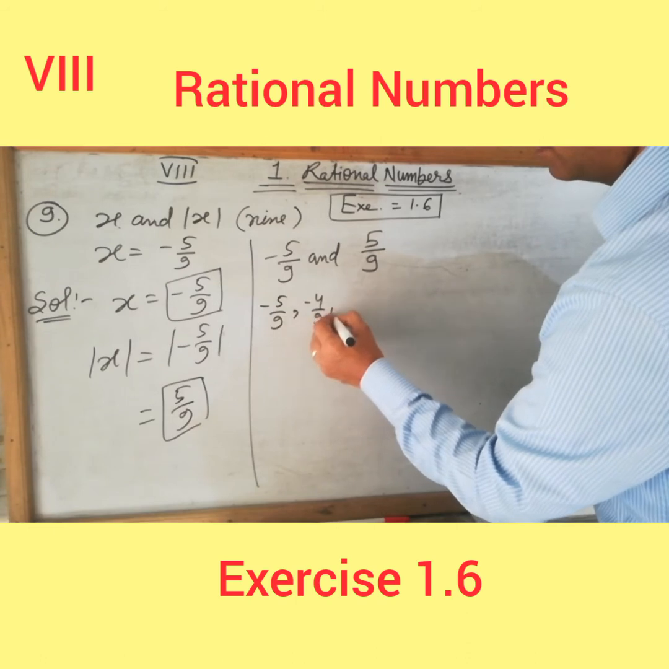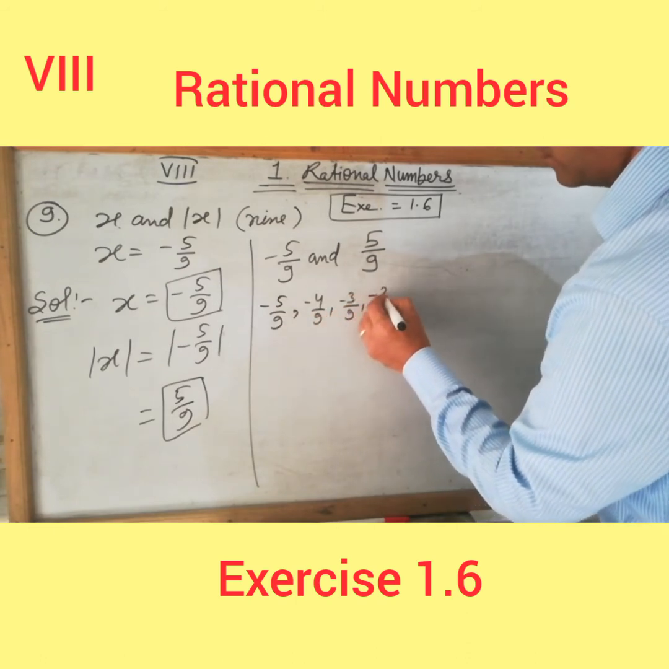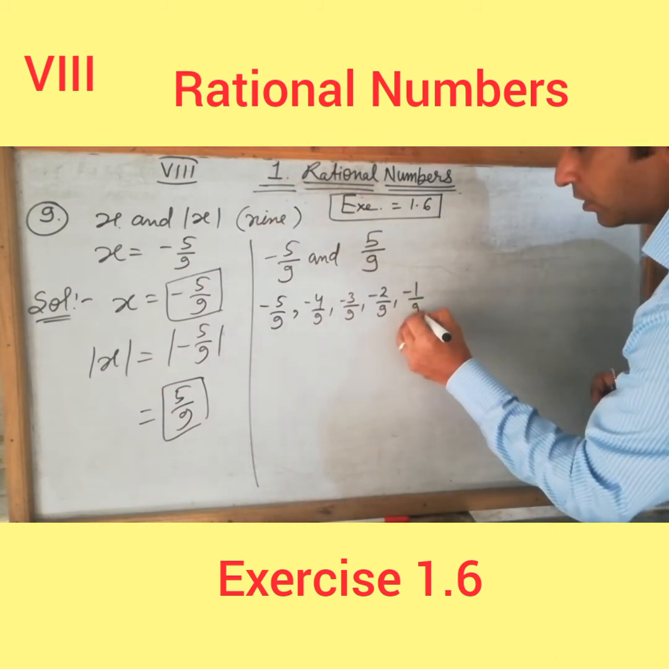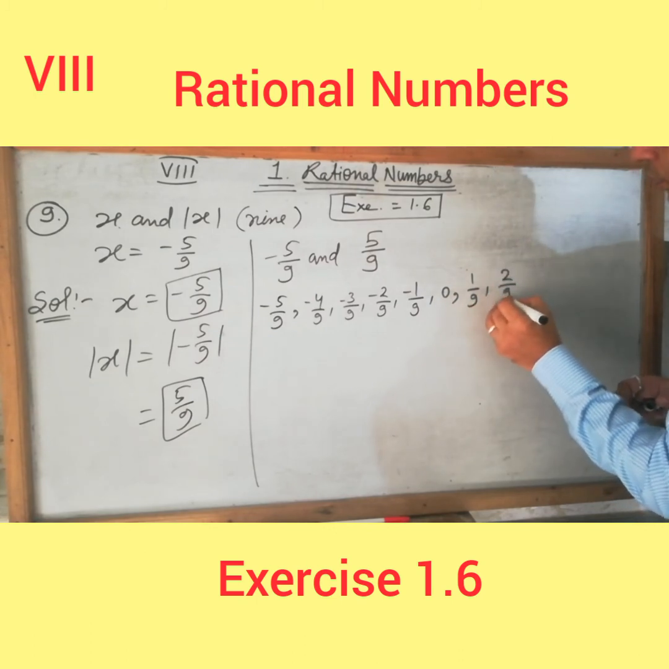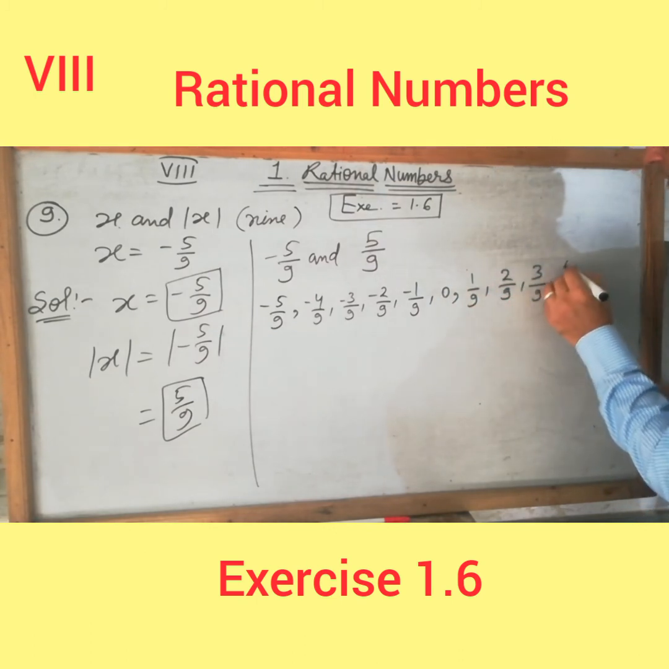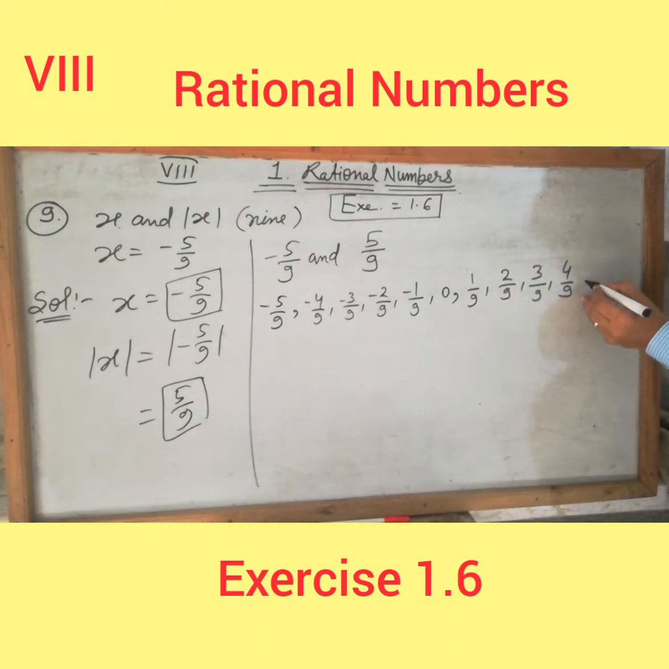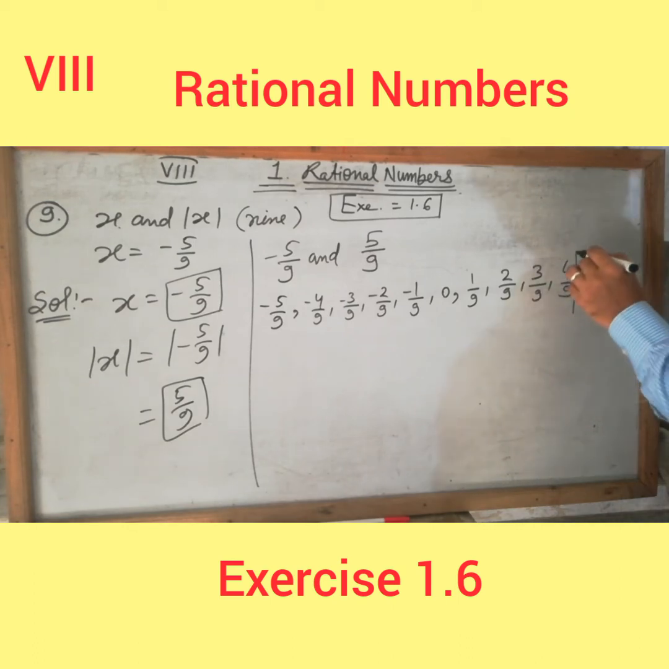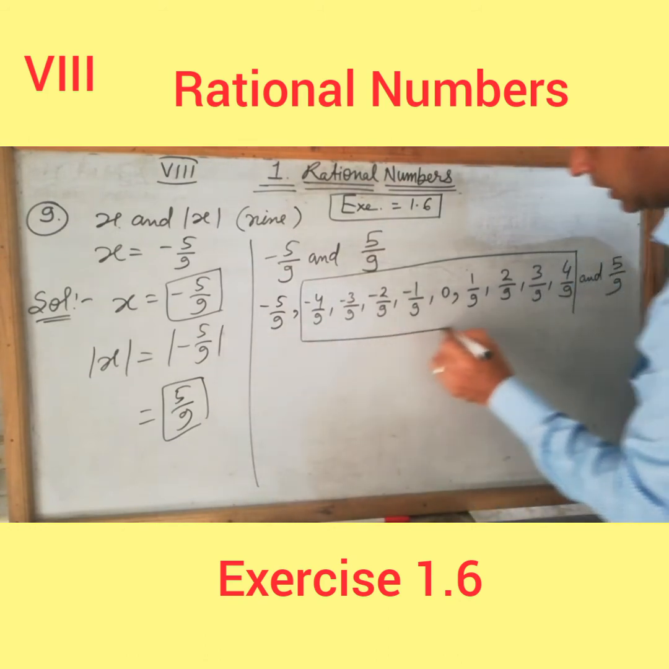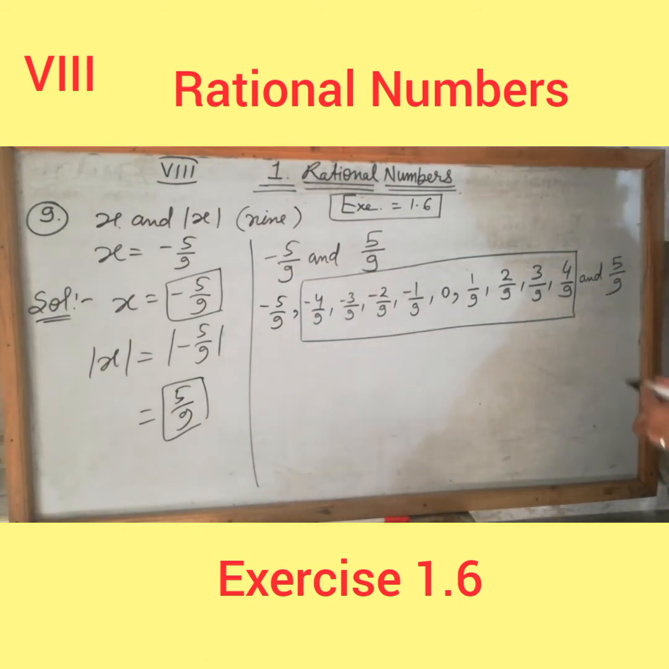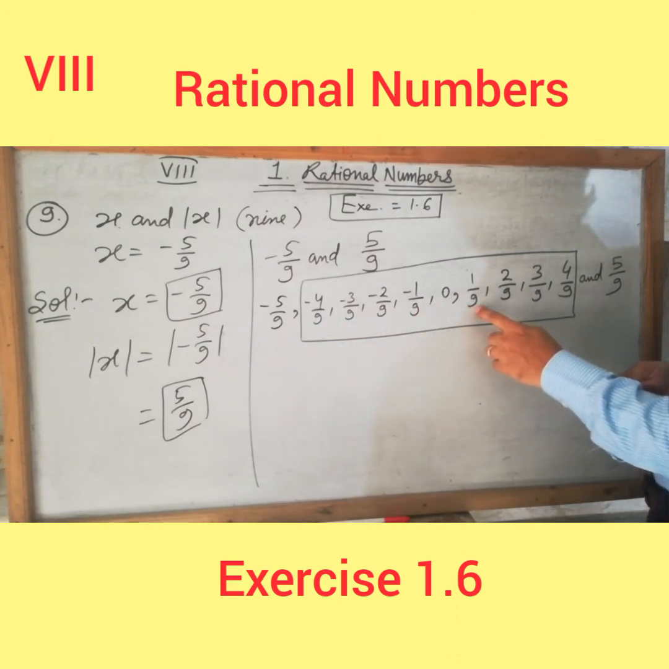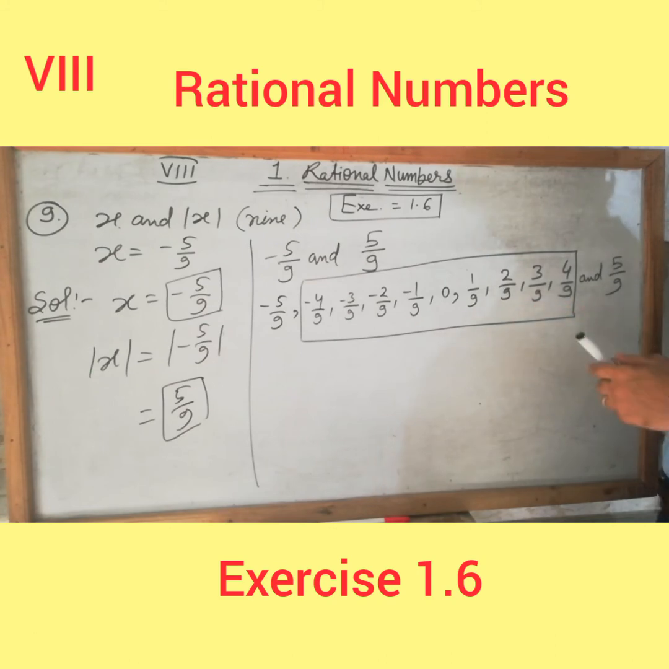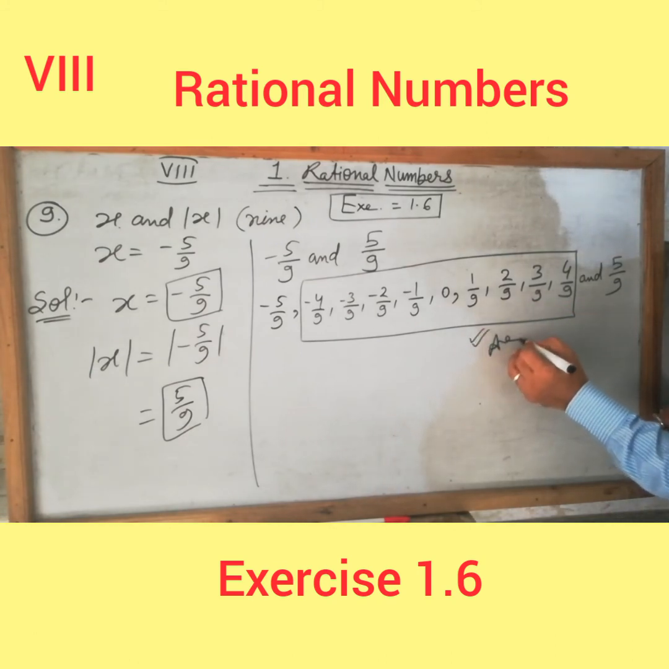Denominators are the same. So we will write minus 4 upon 9, minus 3 upon 9, minus 2 upon 9, minus 1 upon 9, 0, 1 upon 9, 2 upon 9, 3 upon 9, 4 upon 9. This is your number 5 by 9. So you will get all these numbers. Now count how many numbers there are. 1, 2, 3, 4, 5, 6, 7, 8 and 9. Okay. So these are your answer.